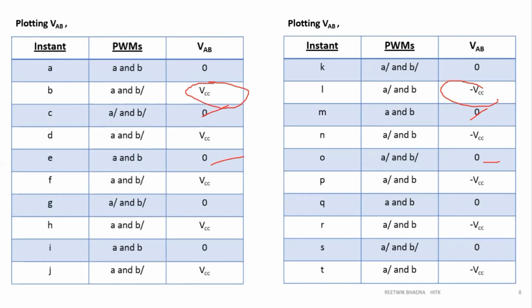Will be mutually exclusive. VCC will be minus VCC. Okay, so VCC over here, minus VCC over here, VCC over here, minus VCC. So it all goes mutually exclusive.